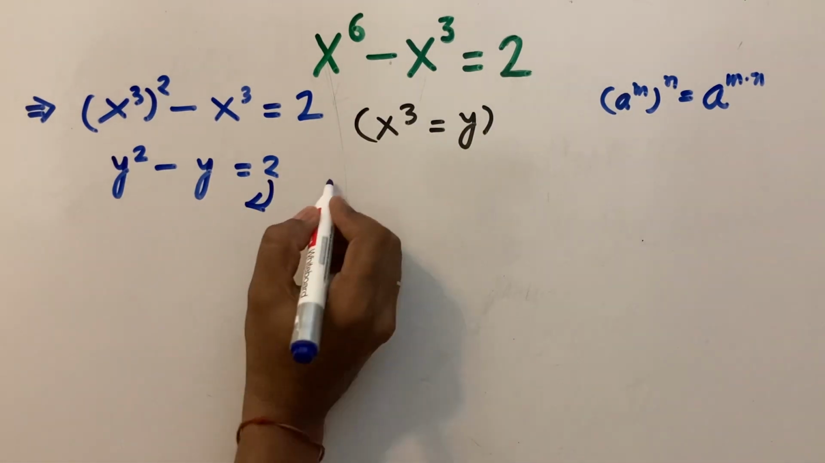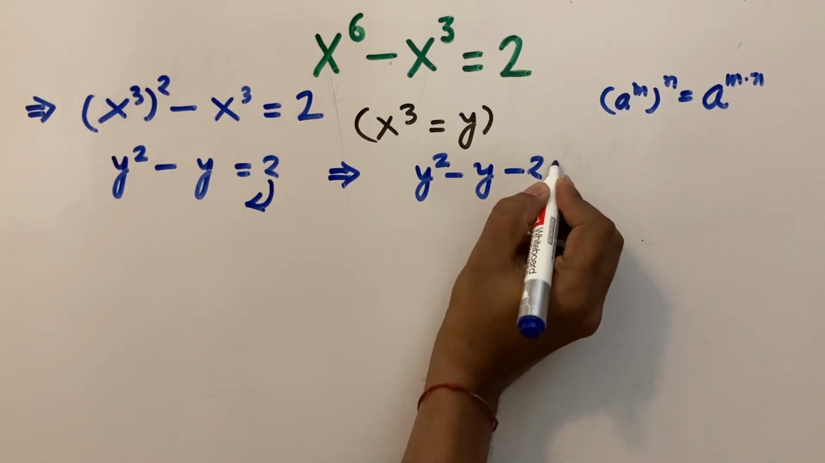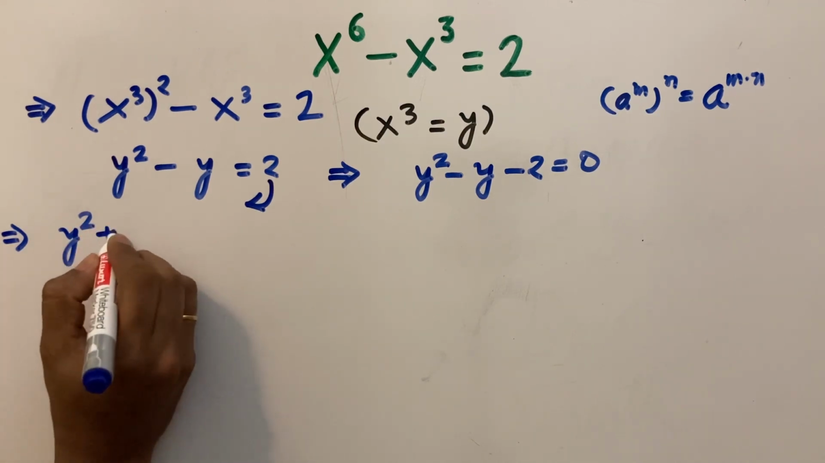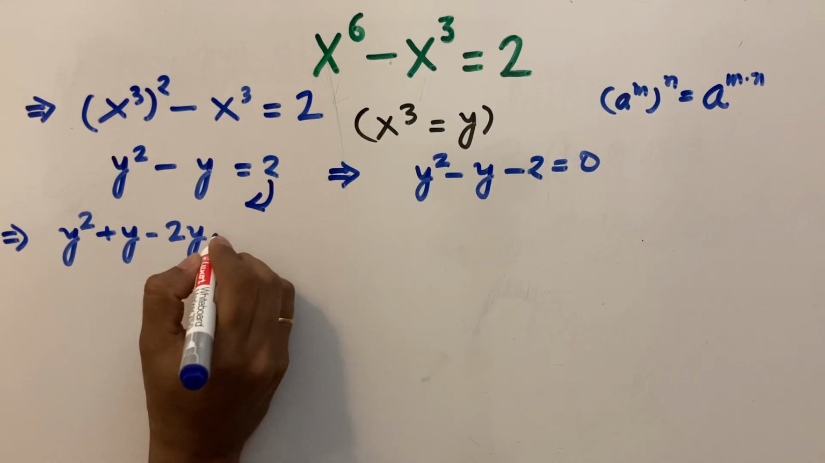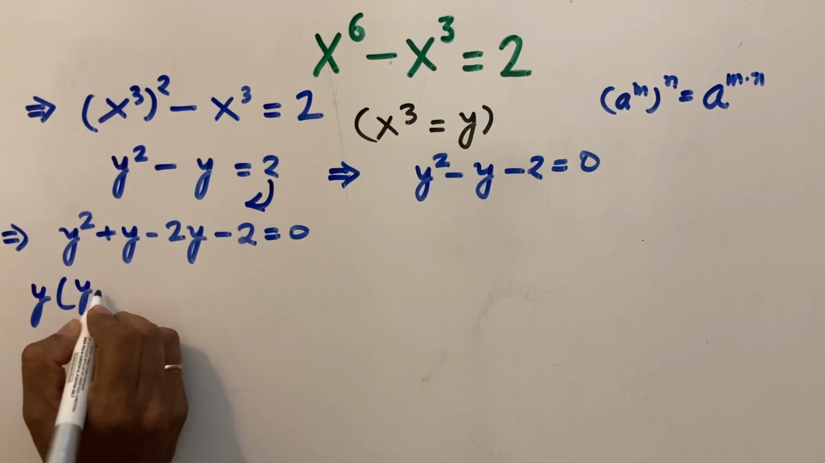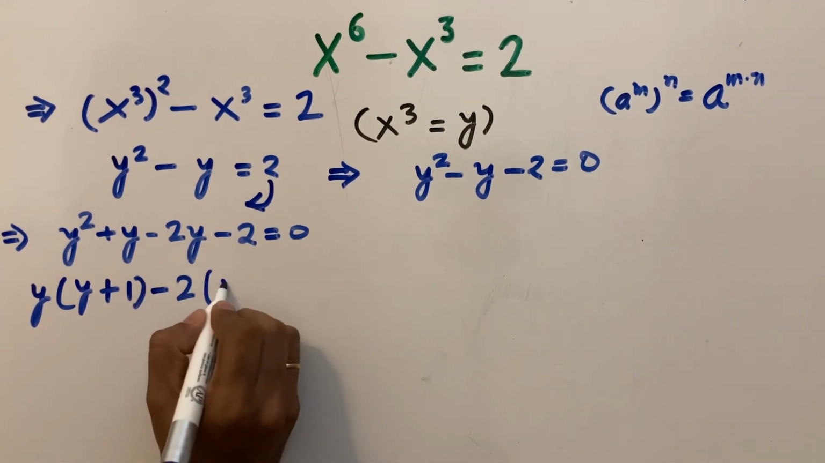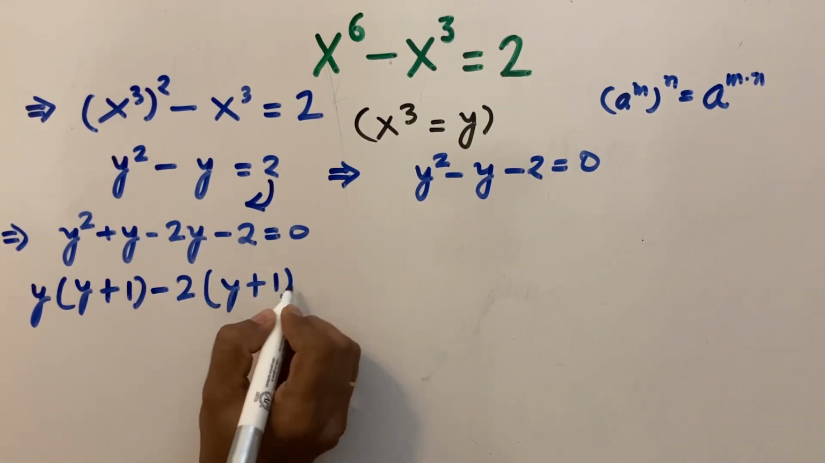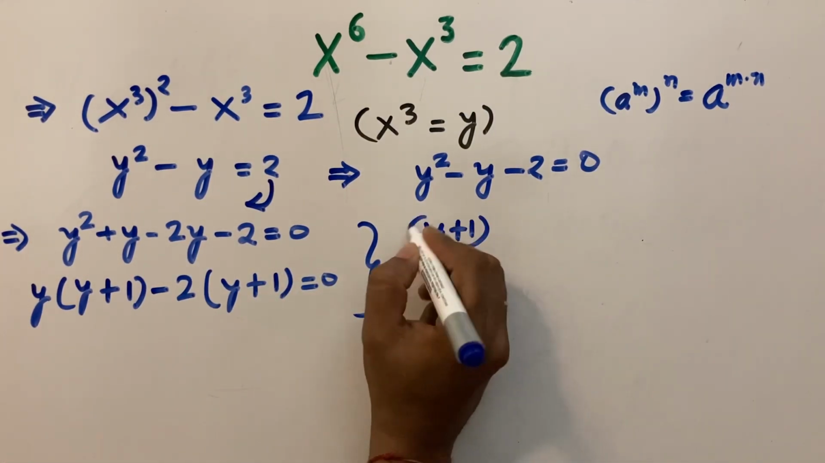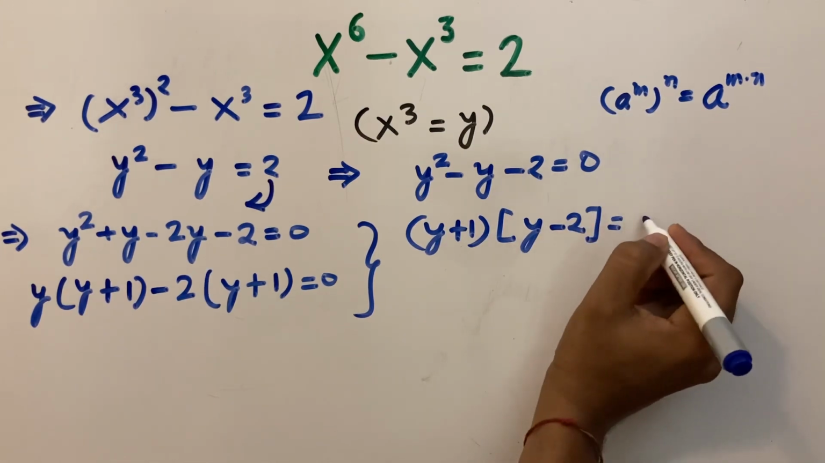Transfer 2 to this side, and the equation becomes y to power 2 minus y minus 2 equals 0. This equation can be written as y to power 2 plus y minus 2y minus 2 equals 0. Take y as common: y square is y times (y plus 1), minus, take 2 as common, it becomes y plus 1. Again take y plus 1 as common. From here it comes y, from here it comes minus 2, equals 0.